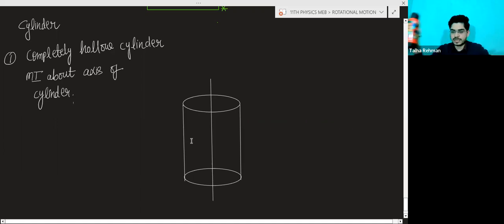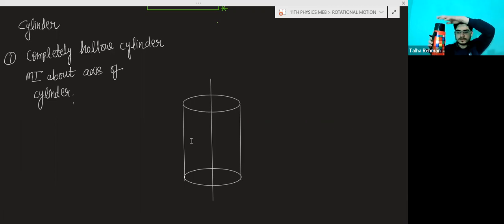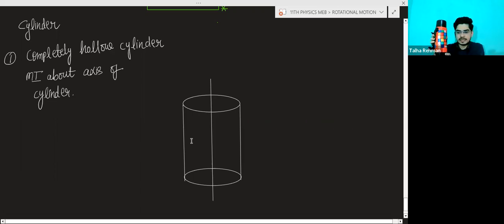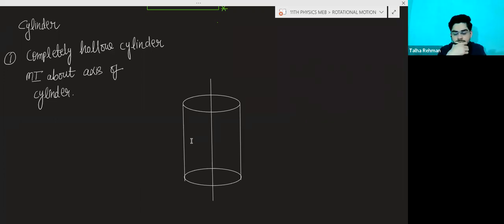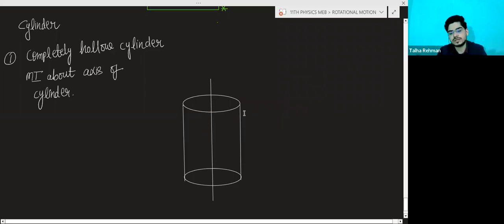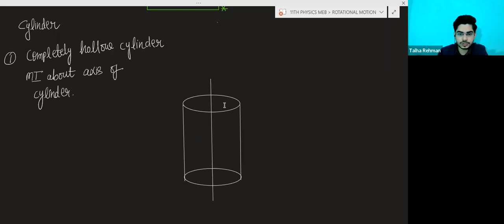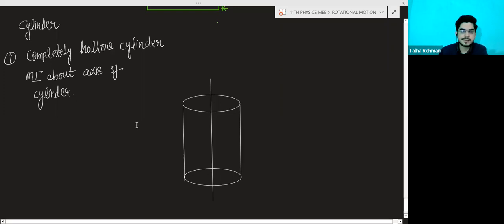In this case, just try to imagine the mass will be on the periphery, on the surface. The mass will be on the periphery only. From here and here there is no mass. It is an open cylinder. Oh, no, sorry, it is an open cylinder, not a closed cylinder. A closed cylinder will be there in the case of solids, a completely solid cylinder. So this is an open cylinder.